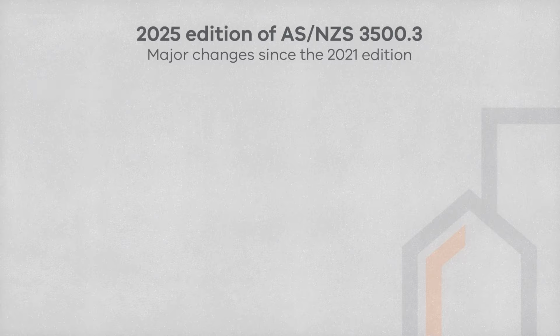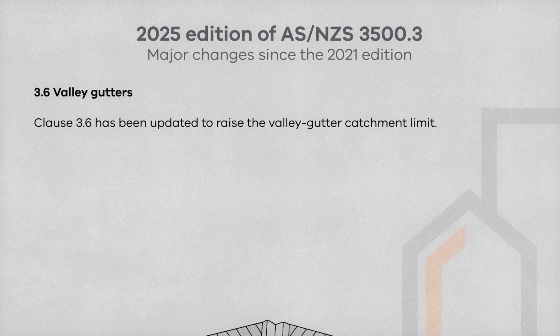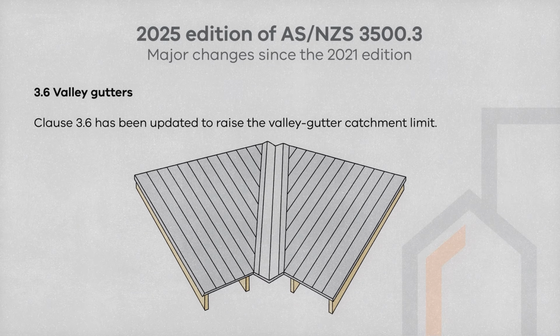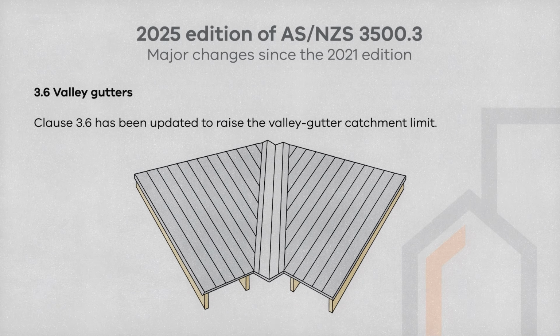Now let's move to clause 3.6, valley gutters. The deemed to satisfy catchment limit has increased. A valley gutter may now serve up to 40 square meters. The limit was previously 20 square meters in the 2021 edition.